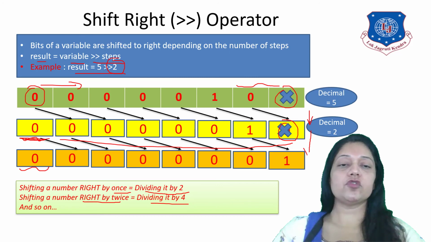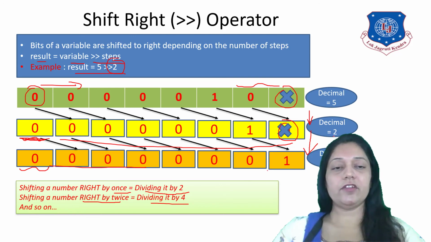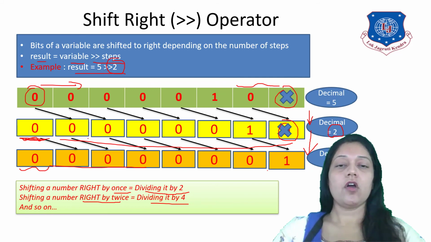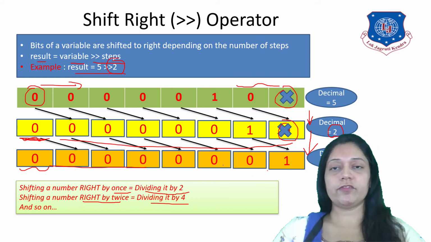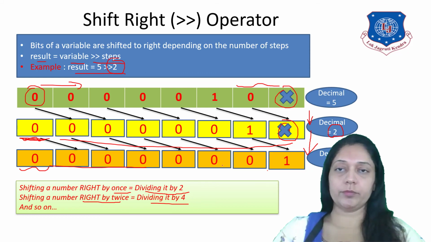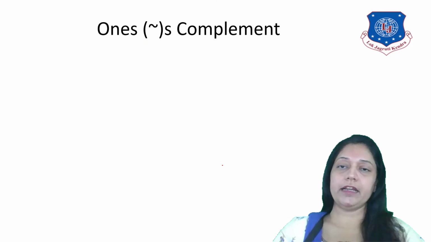Again, shifting this 2 once more means we are dividing 2 by 2, that becomes 1. So this is 1. So the binary value of 1 is all zeros and 1. The binary value of 2 is all zeros, and the last 2 bits are 1 0, and so on. So this was about the shift left and shift right operators. Shift left means multiplying the number by 2. Shift right means dividing the number by 2.